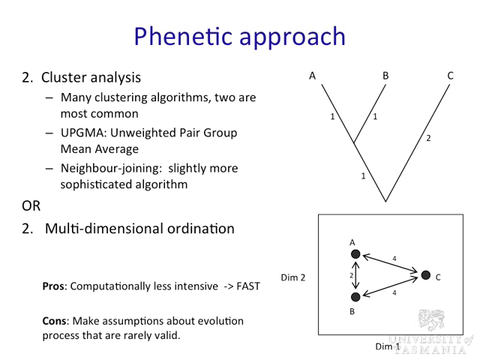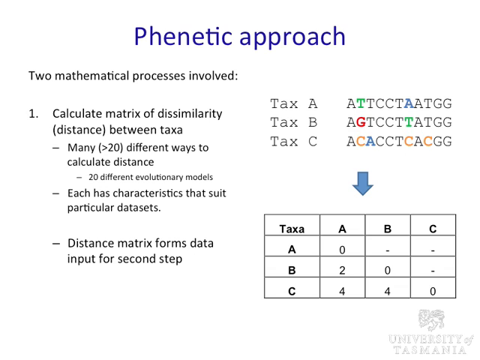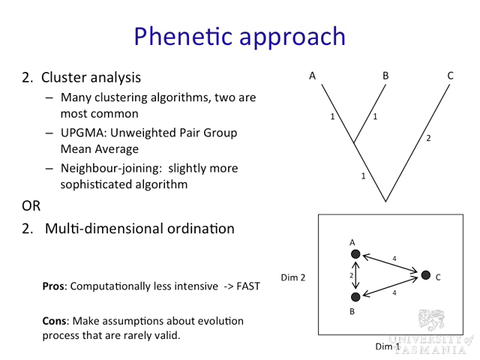So the second step can be a tree, or it can also be some other form of analysis. Same kind of input, but the output can be different. We can do a cluster analysis, which is a tree diagram. All right. So if we were to think of that data set, we've got differences between 2 and 4. All right. If we were to draw a tree that represents that distance matrix, it looks like that.